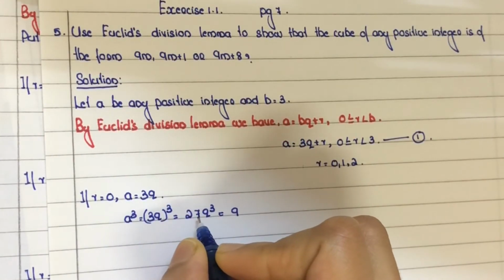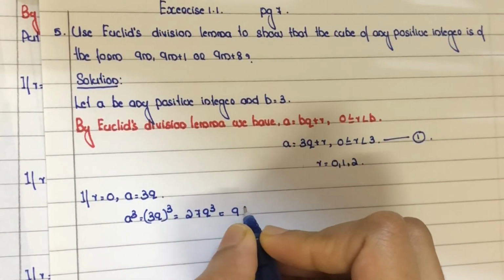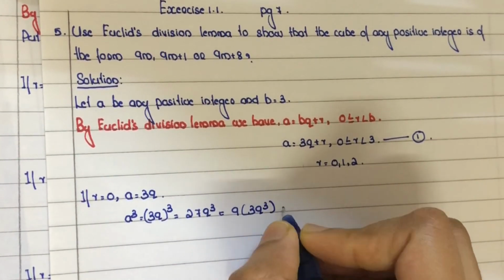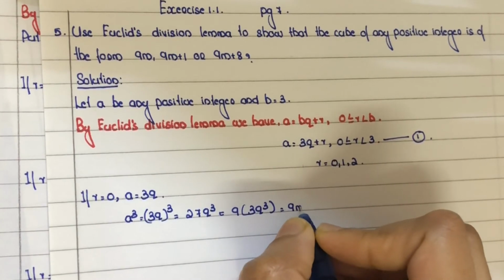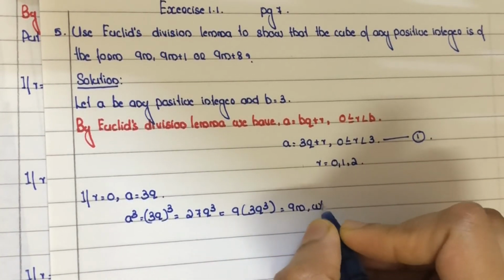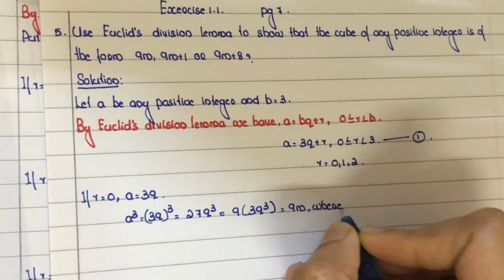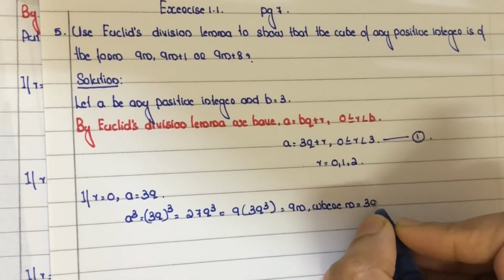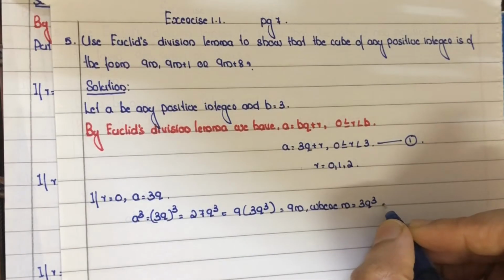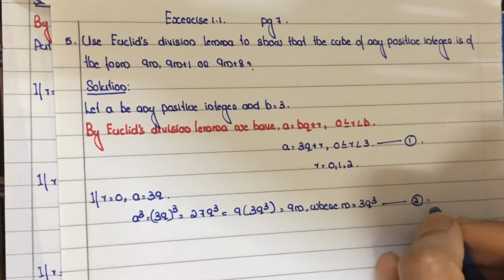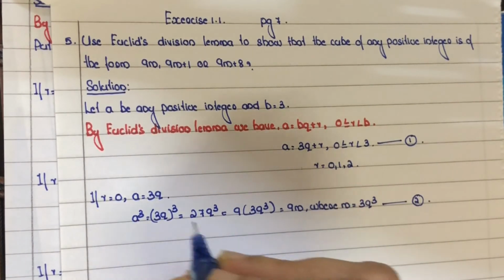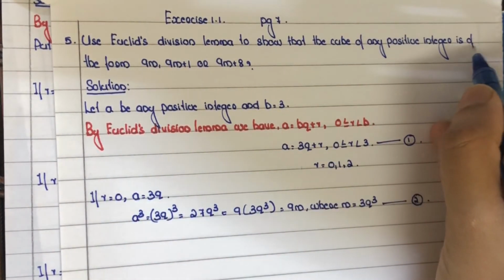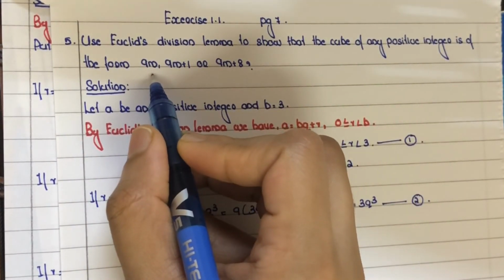We can write it as 9 into 3. Isn't it? So 9 into 3q cubed. This one we can write it as 9 into m, where m equal to 3q cube. Consider this as equation number 2. So here we can say that cube of the positive integer 3q is of the form 9m.